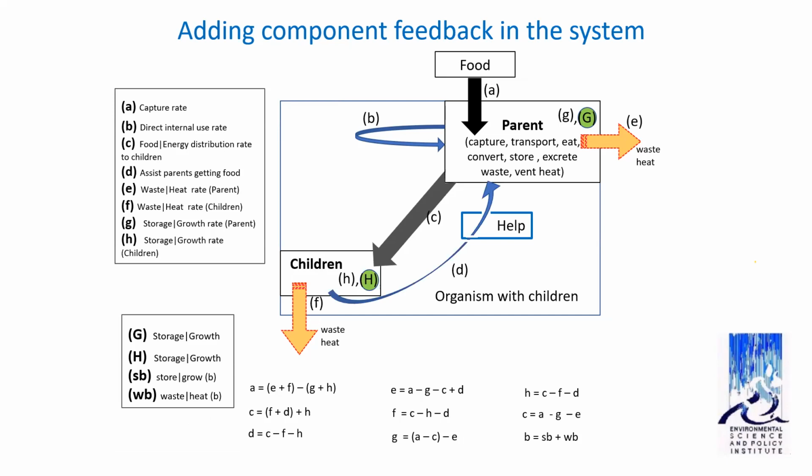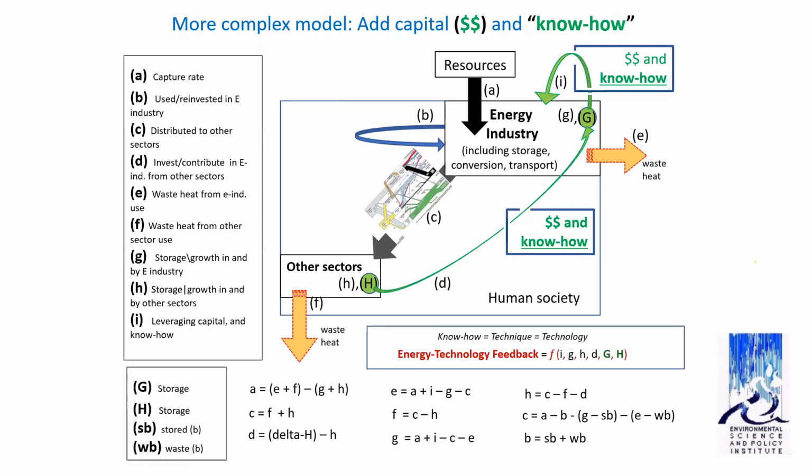Now let's add a feedback. Now we start to add a feedback between the subsystems, between the children and the parents. So now some of the energy that's expended on the children is helping collect food, or they're helping do other things in the system. And so we can put that in. That's D here, where assisting parents getting food is an internal feedback between the subsystems. So these are all ways that energy, if we're carefully mapping it between subsystems, can be put into a computational model.